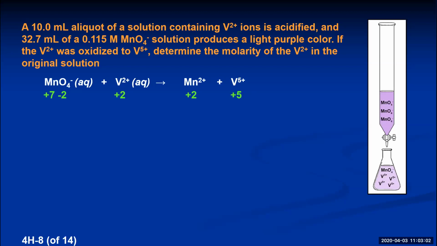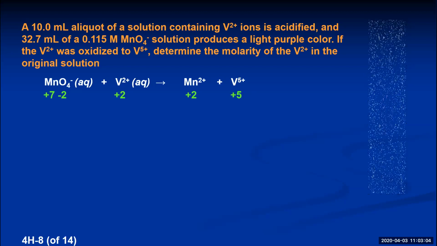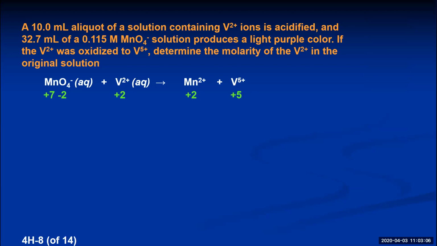And I have not balanced my oxidation reduction reaction, so let's go ahead and do that. I want to write my oxidation and reduction half reactions. So the reduction half reaction is the permanganate turning to Mn2 plus. The oxidation half reaction is vanadium 2 going to vanadium 5.